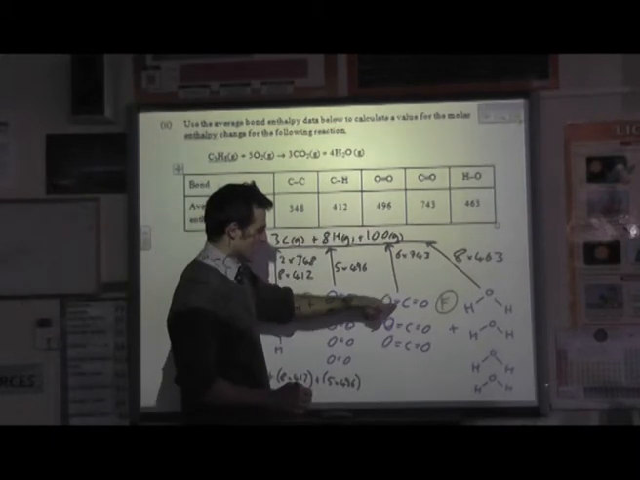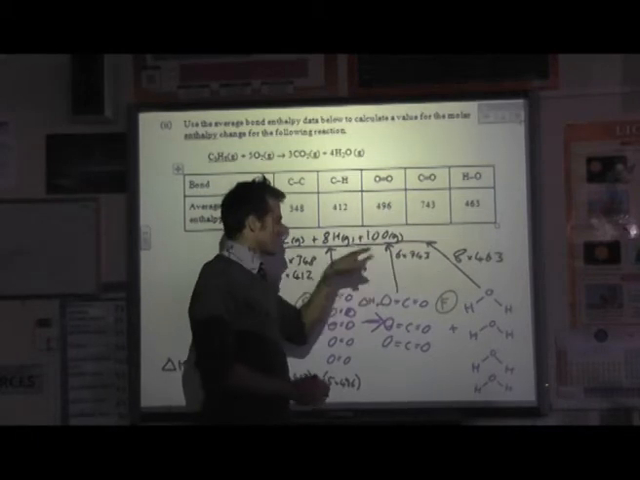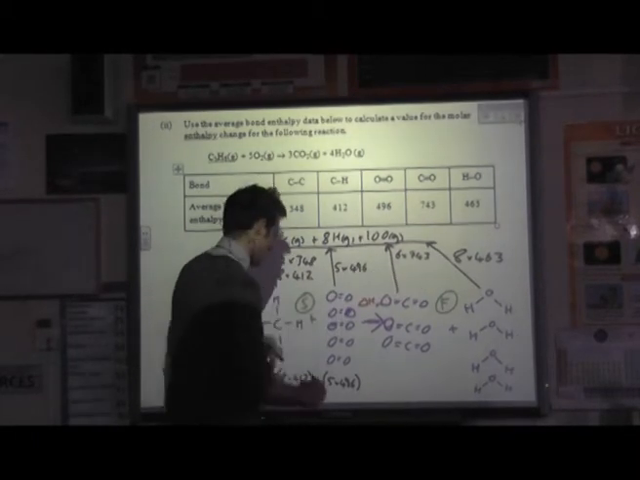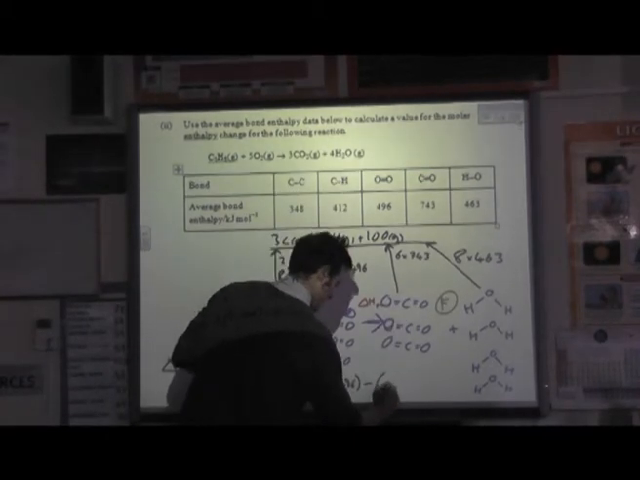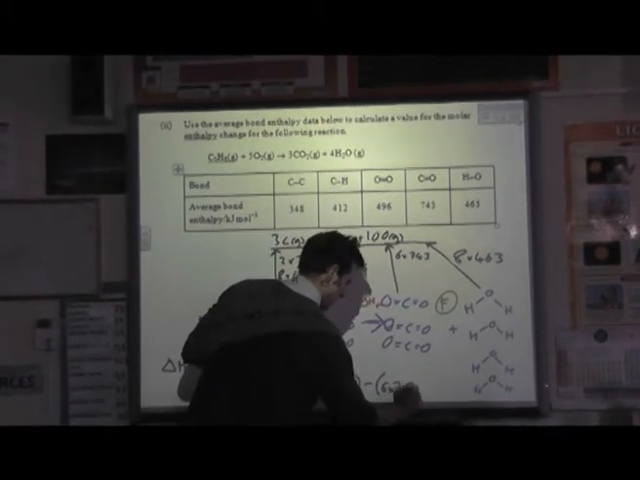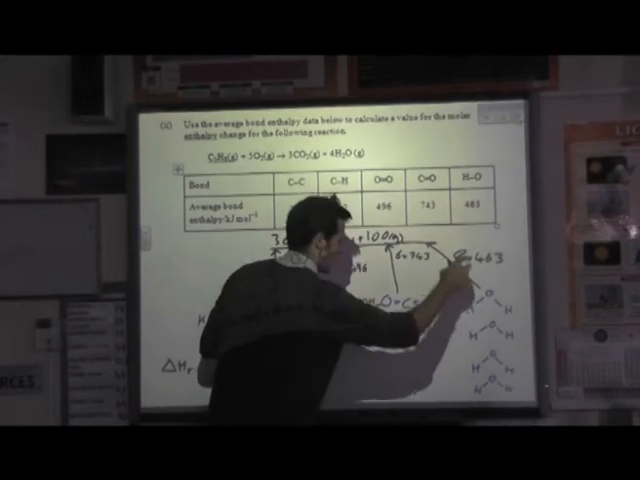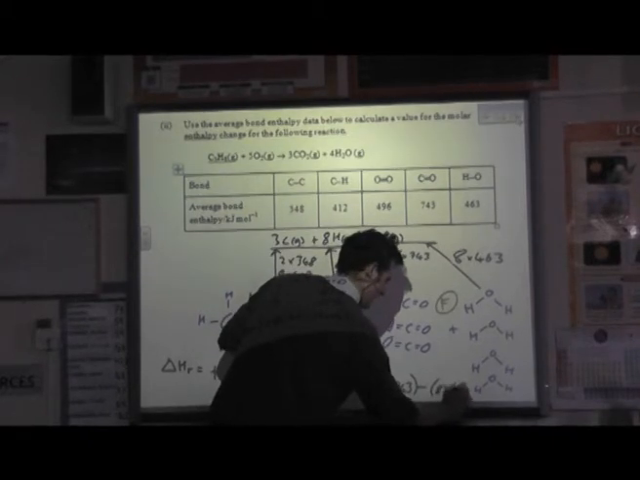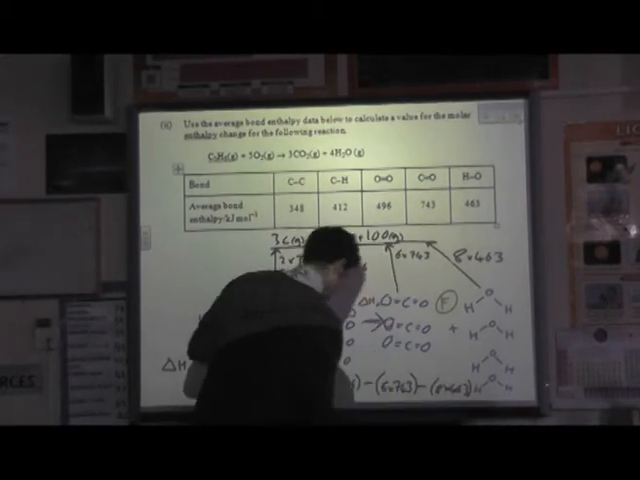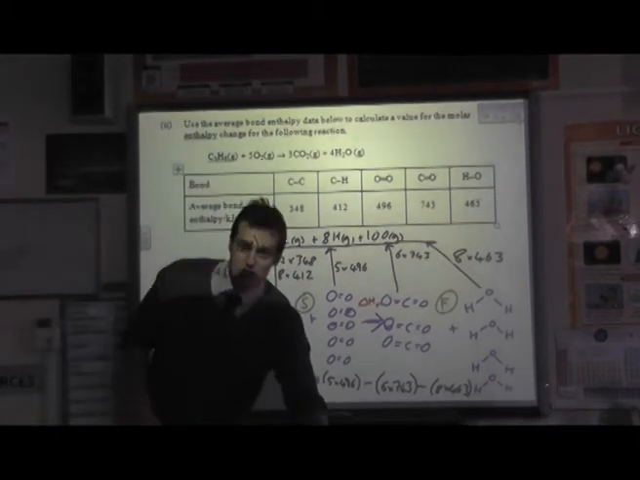Now we want to make these bonds and these bonds, so we need to go against these arrows, so we take the negative of this value and this value. So negative, brackets, 6 times 7, 4, 3. Negative, because we're going against the arrow, 8 times 4, 6, 3. Okay? We plug that into our calculator, and it should get us the right answer.